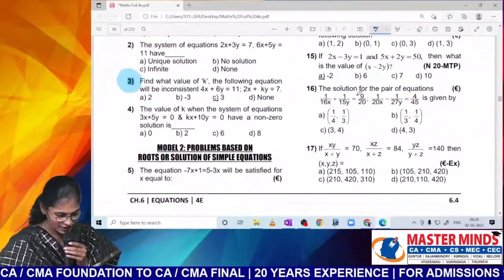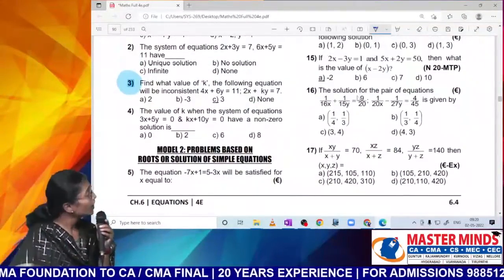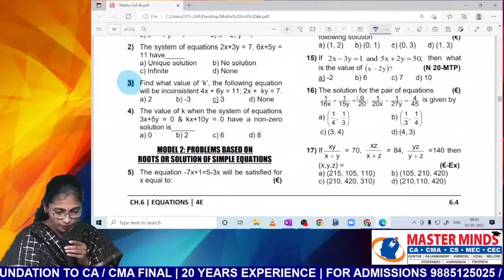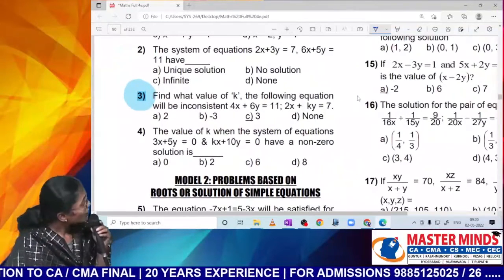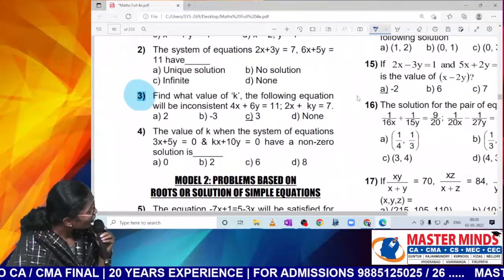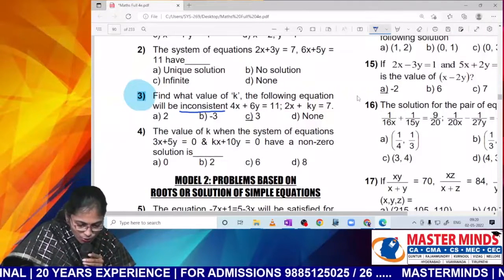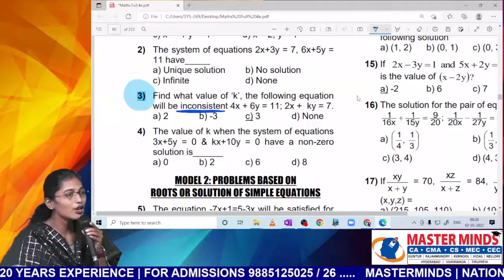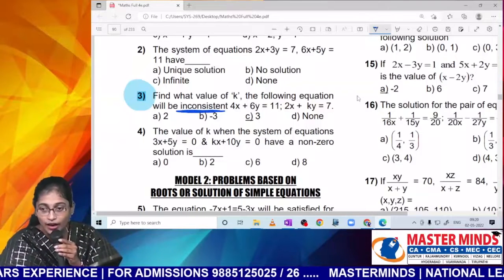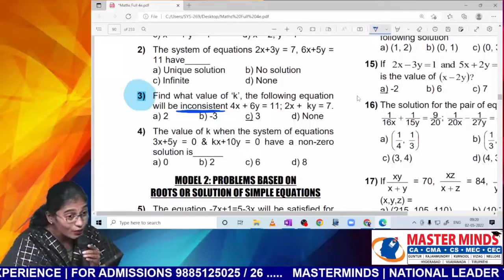So the first example that I'm taking is, Nana, read out the third question. Find the value of k. The following equations will be... I just wanted to tell you the meaning of this word. That's why I took this example, Nana. So the system is what will be?